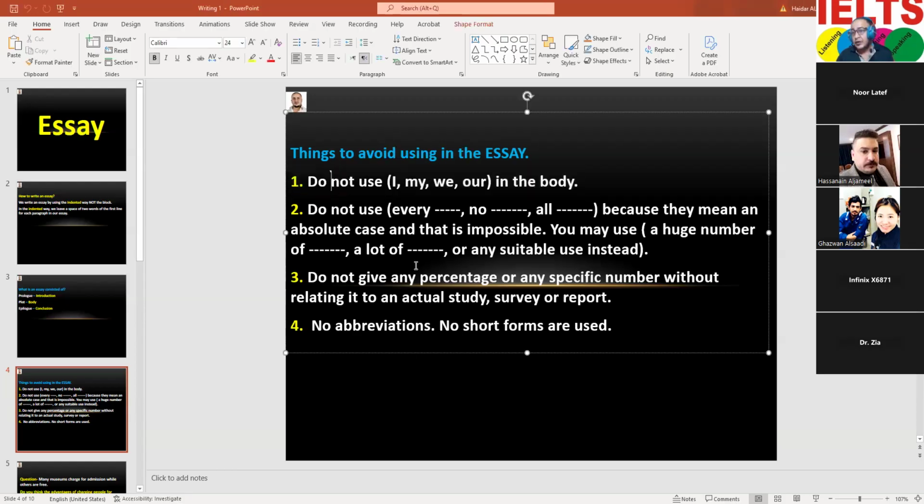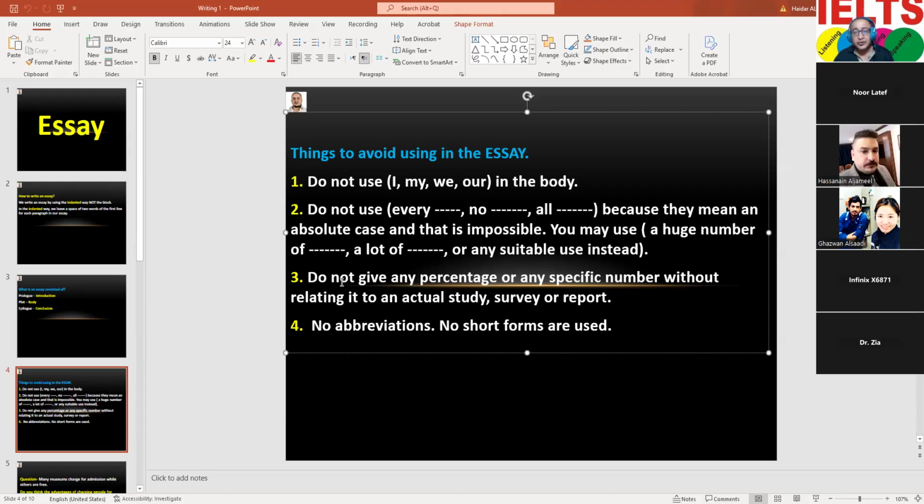We said, about point number 1, we talked about the body, not about the introduction nor the conclusion. In the first paragraph and the last paragraph of the essay, you have to use my. It is a must. It is not a should, it is a must.